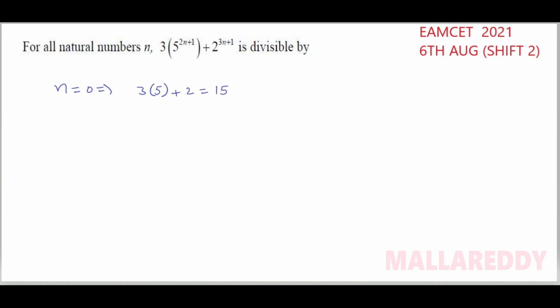That is equal to 15 plus 2, that is equal to 17. And put n is equal to 1. That is equal to 3 into 5 to the power of 2 plus 1, that is 3, plus 2 to the power of 3 plus 1, that is 4. That is equal to 3 into 5 cube, 125, plus 2 to the power of 4, 16. 3 into 125 is 375, plus 16, that is equal to 391.